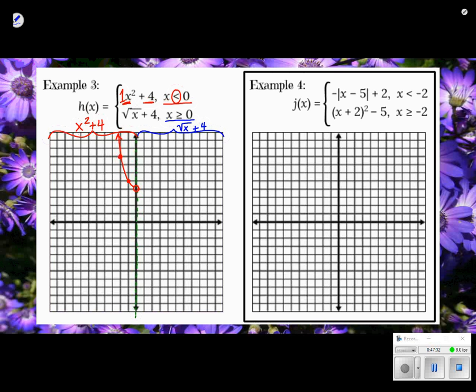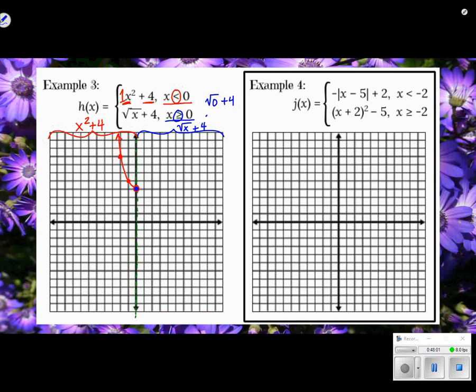Now to the right, we're going to be able to draw the square root piece. And the square root has also been shifted up 4. But when you plug in values for x that you can take the square root of, you can get points as well. So you can take the square root of 0. The square root of 0 is 0. 0 plus 4 is 4. So (0, 4). But I can put a closed circle there because it has an equal to bar. And look, it fills in that open circle. So that means they join up.